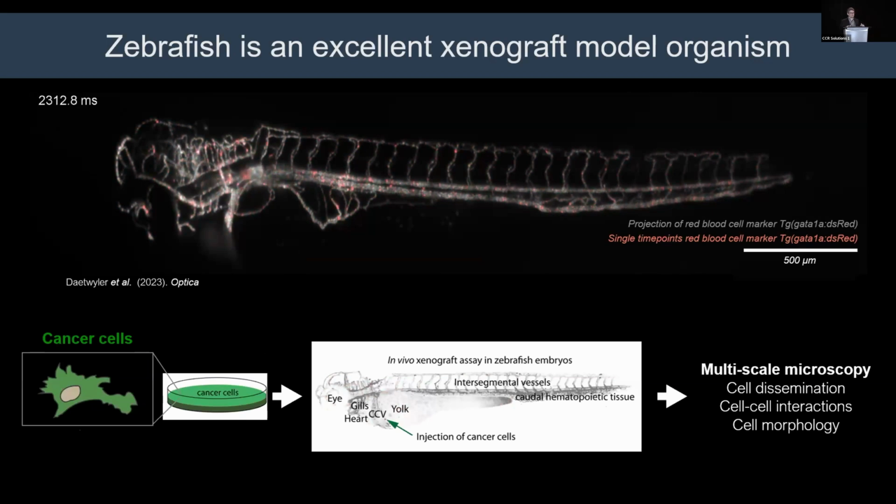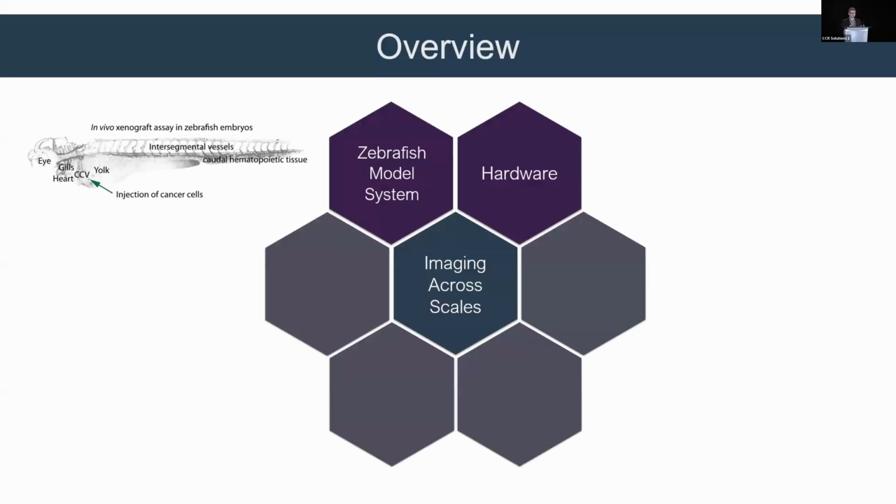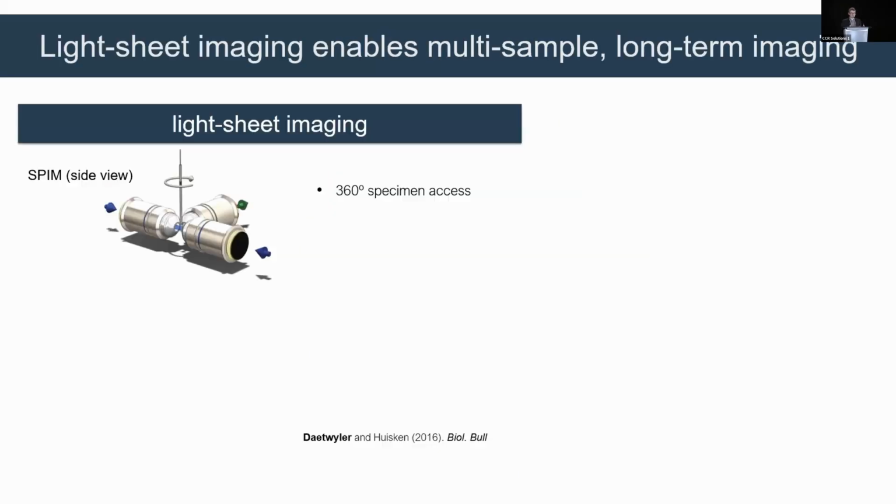And how can we do this experiment? We can modify and we can culture our cancer cells outside of the organism. We can perturb whatever we want to do with siRNA. We can induce tags, and then we can put it into a zebrafish and study where they end up. And we can use the multiscale microscope to study cell dissemination, cell interactions, and also the morphology of those cells and their signaling. So coming to the hardware, what is the basis of our multiscale microscope?